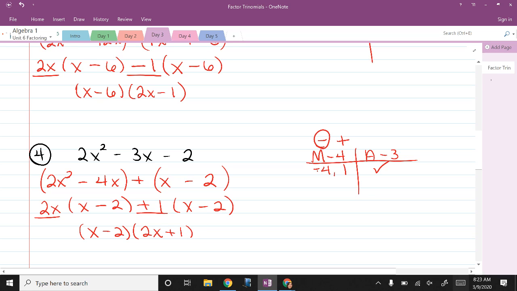So I kind of like it when there's a negative and a positive just so I can make sure there's a plus sign in the middle. Okay. And again, we can do that little quick check. X times 2x is 2x squared. Negative 2 times 1 is negative 2. Okay.